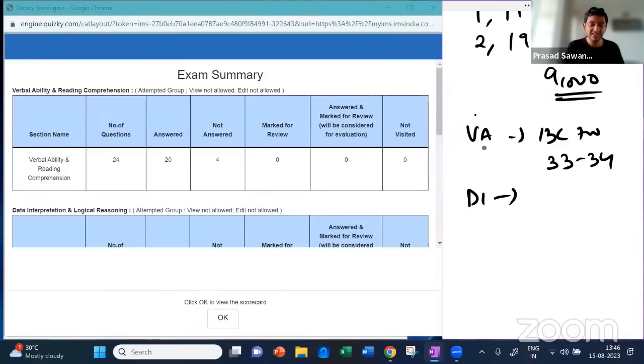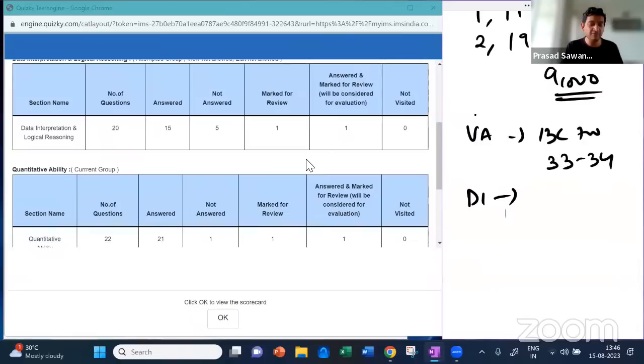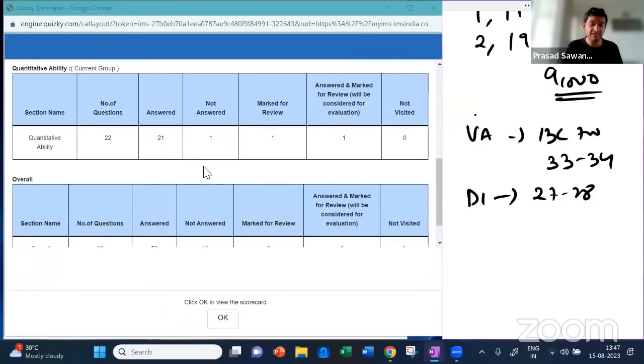Okay. LRDI ke andar, I think those 2 sets that we got, I think both of them were right. So 10 questions is what I'm assuming, out of them at least 8 or 9 should be right. So roughly 26 from there should come, and around 2 or 3 other guesses should work. So I'm assuming around 27, 28ish is what I'm assuming in DI. And quant ke andar 21 I answered, but I'm sure I have got at least 4 or 5 wrong here. So I'm going for a conservative one, 16, 5 pakad ke chalte, let's say. So 43 is what I'm looking at.